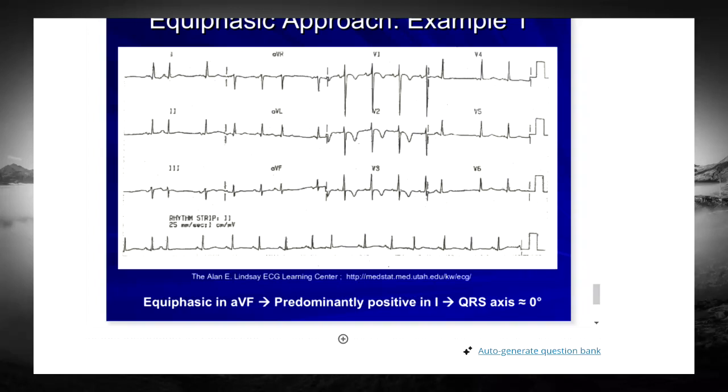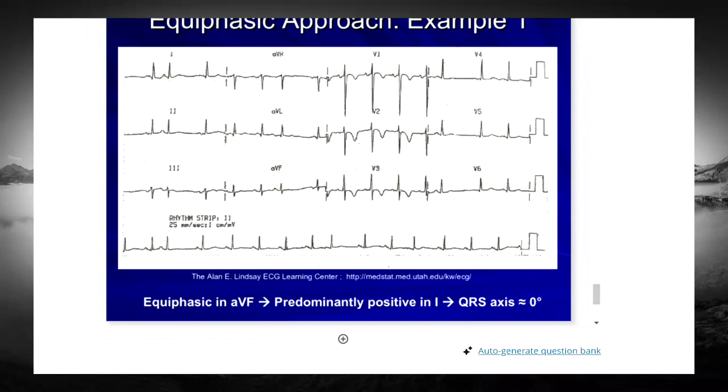So remember, AVF is going straight to our foot, right? So 90 degrees away from that is going to be lead 1. So it's positive in that direction. Remember, lead 1 is our x-axis, right? I should have put the chart up here. You remember we had lead 1 going straight across, that was 0 degrees, right? So if lead 1 is going straight across and it's positive, that's what the axis is going to be.